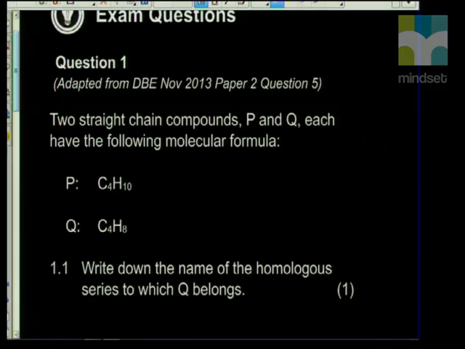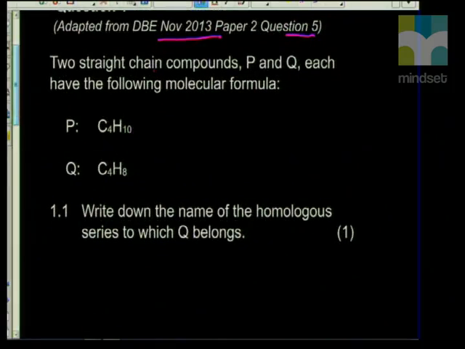So the first question we're going to do is taken from the November 2013 paper, and it happened to be question 5. It tells us that we've got two straight chain compounds, P and Q, and each have the following molecular formula. See how important terminology is with organic chemistry? You need to make sure that you understand all of these terms very well.